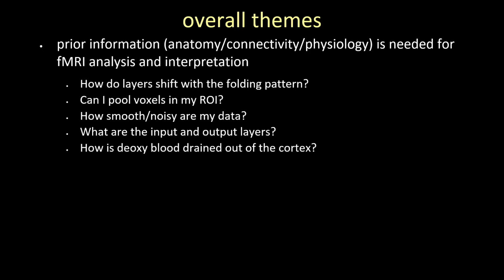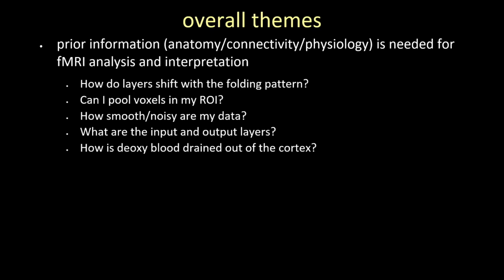And I think that what I saw across multiple lectures is that oftentimes prior information about the anatomy, as we heard from Farouk, connectivity, as we heard from Jing'en, physiology, as we heard from Camille, is needed for the laminar fMRI analysis and interpretation. We needed to know how the layers shift with the folding pattern. We need to know how can we pool our voxels? How large of an ROI or small of an ROI should we be using? Again, a lot of assumptions going into the size of the ROI.